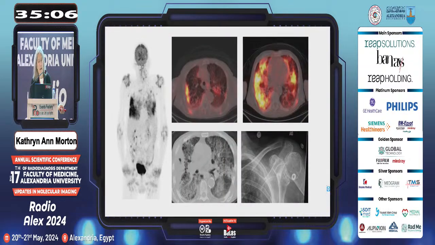This is a different patient, also with rheumatoid arthritis and rheumatoid lung, showing you the extensive multi-articular distribution of increased metabolic activity and the diffuse lung opacity.